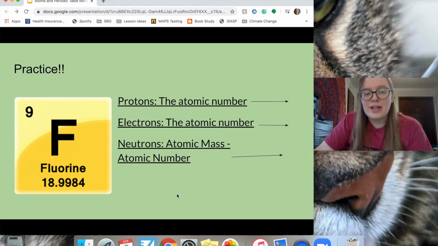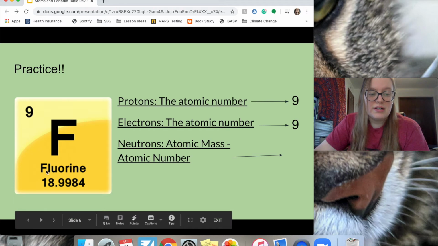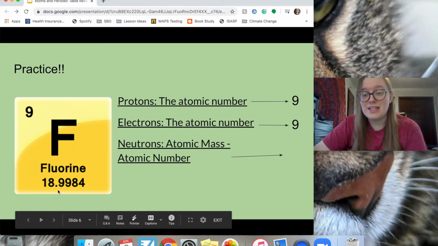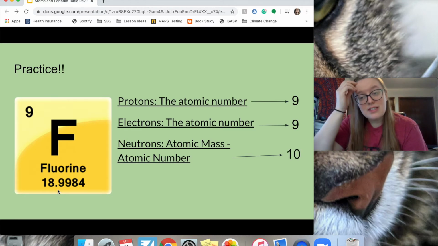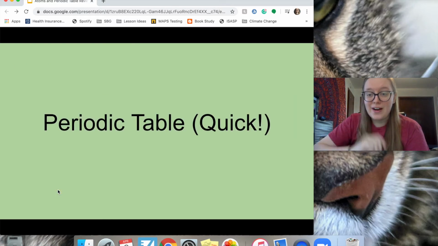So for fluorine, our protons is 9, our electrons is 9, and for our neutrons, we have to look at this number. So our atomic mass is 18.9. So we're going to round up that number to 19. So that means our number of neutrons is going to be 10. So that's our review over atoms.